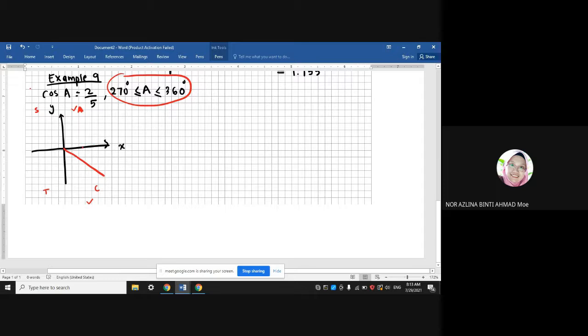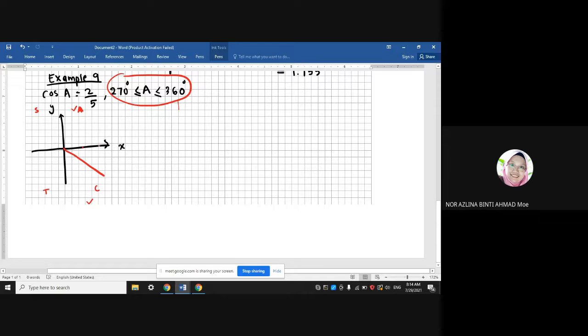Okay, ingat kena kenal pasti kedudukan dia. Cos A, this is positive number, 2 over 5. Kalau positif can be quadrant 1 and quadrant 4. Cos can be positive at quadrant 1. Cos also can be positive at quadrant 4. But now, given the syarat A in between 270 until 360. So, kita tahu dia adalah kuadran yang keempat.